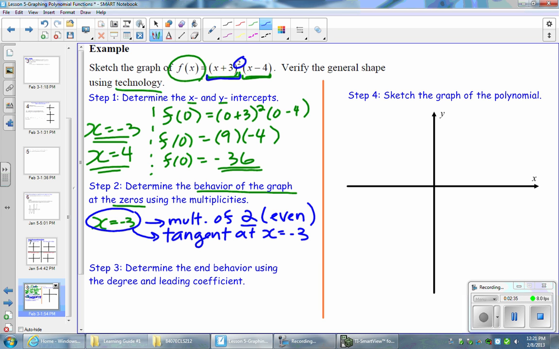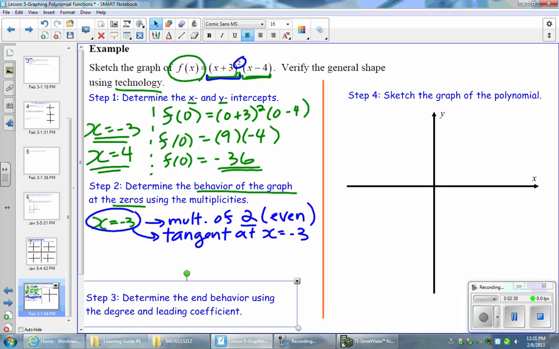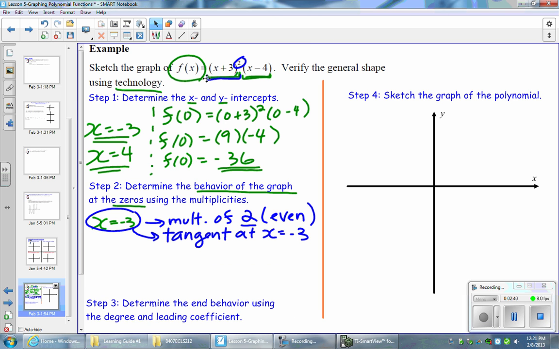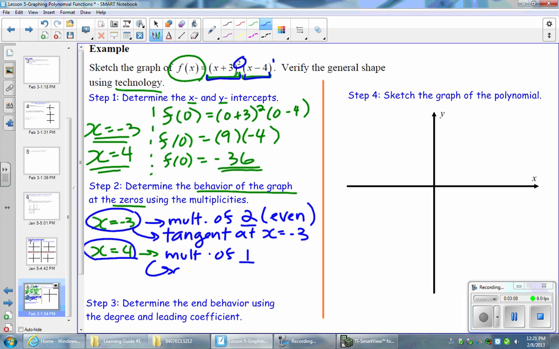So that's what happens at that zero, but we have a second zero. So I'm going to move this down here. And our second zero is located at x is equal to +4. So what is the multiplicity of this zero? Well, go back to your original function. x minus 4 has a multiplicity of 1. Now that means that at that zero, it's going to cross at that point. So what happens? It crosses at x is equal to 4.